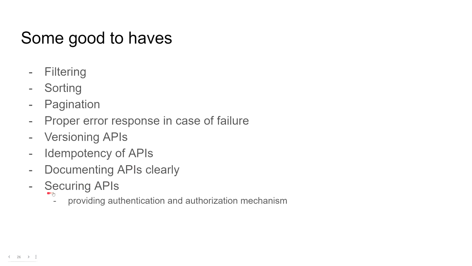I will start with the ending. Securing APIs means everyone should not be allowed to execute your APIs. There should be proper access control, like authentication, which means you should be validating who is calling, and authorization, which means whoever is calling is really allowed to do so, right? So you should be implementing proper authentication and authorization mechanisms.